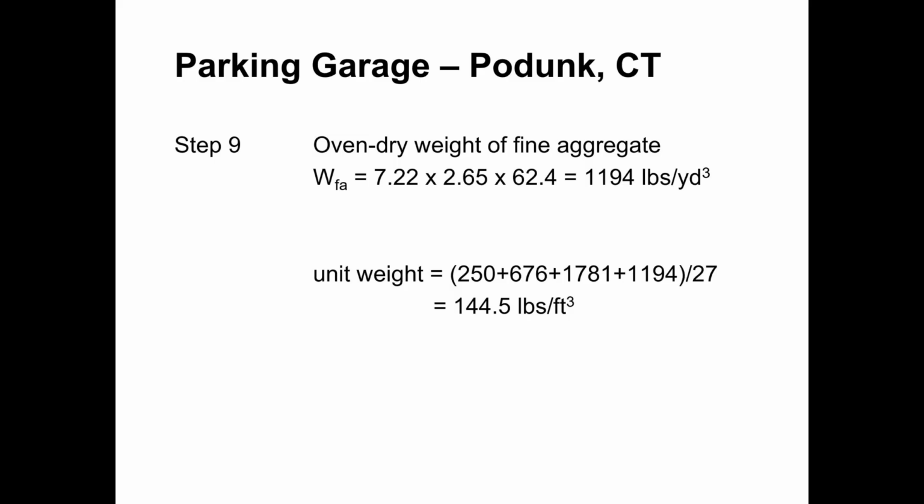All right, so now we have the weights for all four of our primary ingredients. So we can add up those weights: 250 pounds of water, 676 pounds of cement, 1,781 pounds of coarse aggregate, 1,194 pounds of fine aggregate. Divide those by 27, and we get a theoretical unit weight of 144.5 pounds per cubic foot. So that's right in line with what we would anticipate our unit weight to be for a regular weight aggregate mix design.